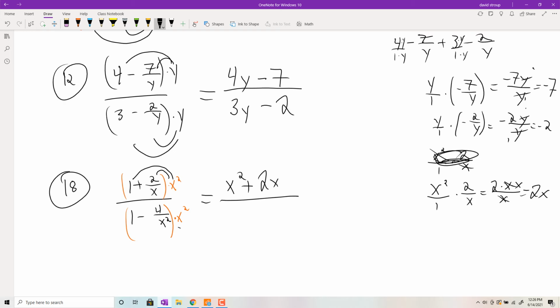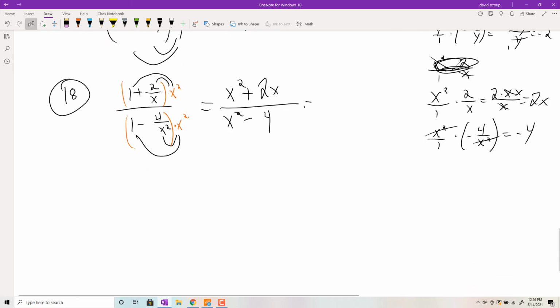All over, if you distribute this guy, you'll get x squared, and then minus, what? Well, again, go x squared over 1 times negative 4 over x squared. You'll just be left with negative 4, right? Because these x squareds are going to divide out. So minus 4.